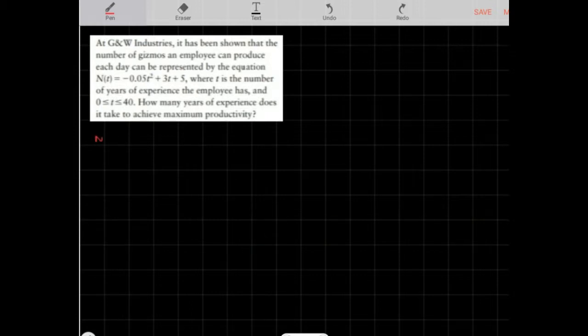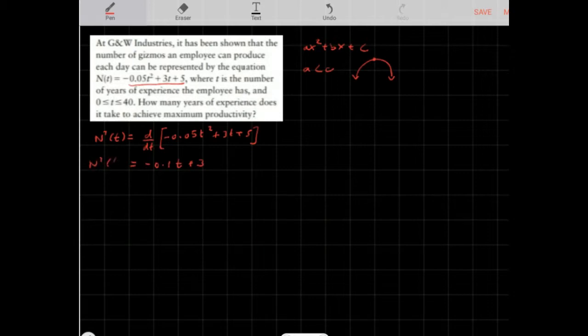So to find maximum productivity, we have N(t). I'm going to find the first derivative, so N'(t), right? And you get the derivative with respect to t, where t is the number of years, of -0.05t² + 3t + 5. Off the bat, you can notice that this is a quadratic equation, and because it's in the form of ax² + bx + c, a is less than 0. It is concave down, and a quadratic should have one extremum, right? One less than the degree, so there should only be one. The derivative function here is basically -0.1t + 3. So this is N'(t).